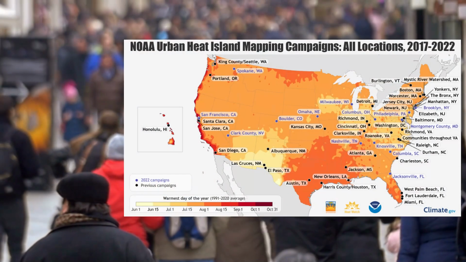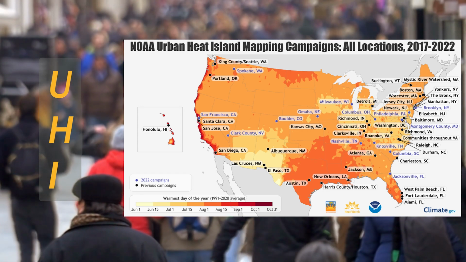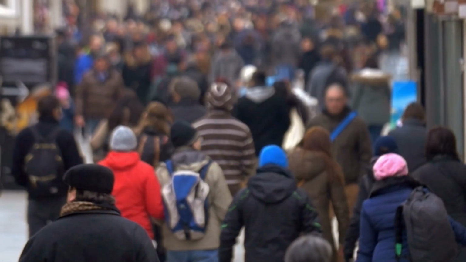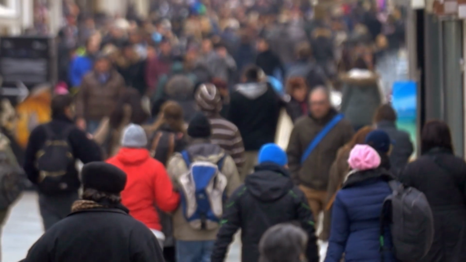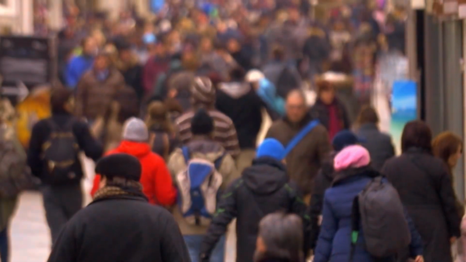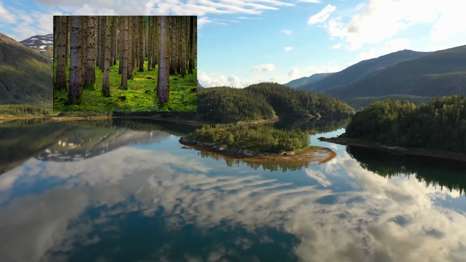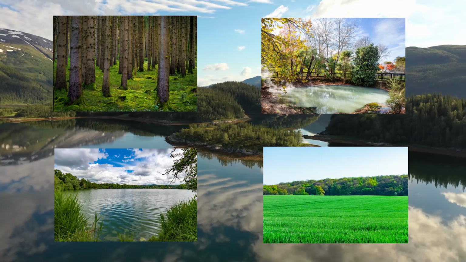To begin, we must understand what urban heat islands, or UHIs, are. Urbanized areas tend to be warmer than their rural surroundings. This phenomenon occurs because urban environments are characterized by extensive use of concrete, asphalt, and buildings, all of which absorb and retain heat more effectively than natural landscapes such as forests, ponds, lakes, or fields. The configuration of buildings and roads also contributes to this effect by trapping heat.